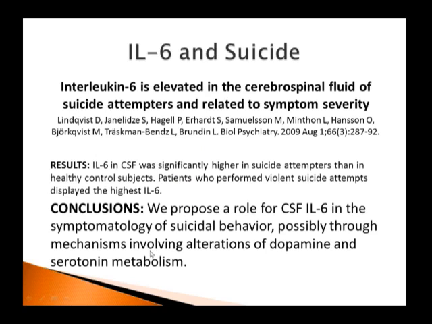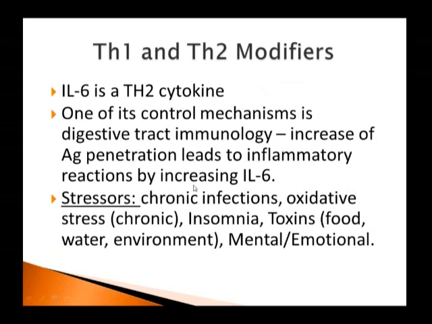So this was just a research article showing that chronically elevated levels of interleukin-6 have been related to an increase in suicide attempt and the severity of symptoms that would lead to suicide. Well, it turns out that interleukin-6 actually stimulates the brain to produce more ACTH, okay, which then tells our adrenals to produce more and more cortisol.